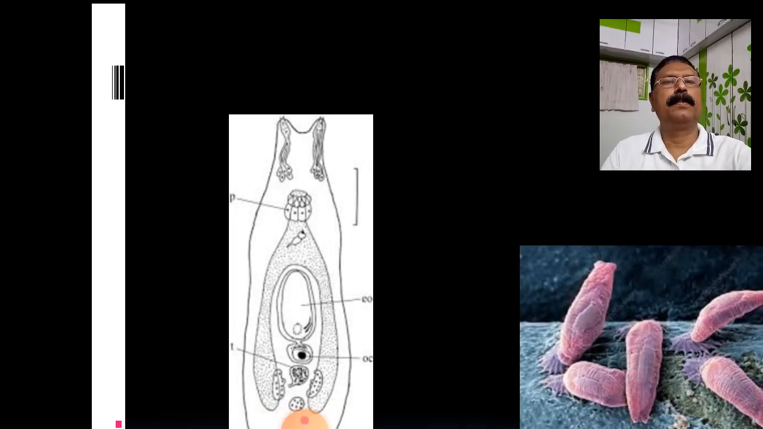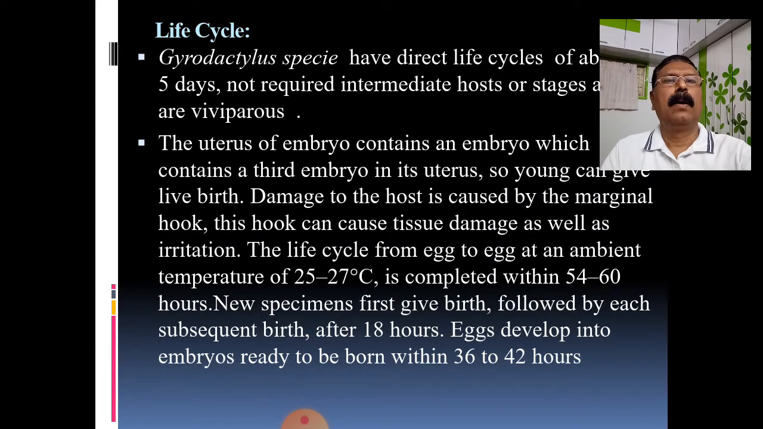Dear friends, when you talk about its entire life cycle, you will see that the uterus of the embryo contains an embryo which contains a third embryo. That means at the same time two embryos, a mature embryo, can form here, and this life cycle will complete from egg to egg at a particular temperature. It will require about 25 to 27 degrees centigrade for completion of the life cycle.